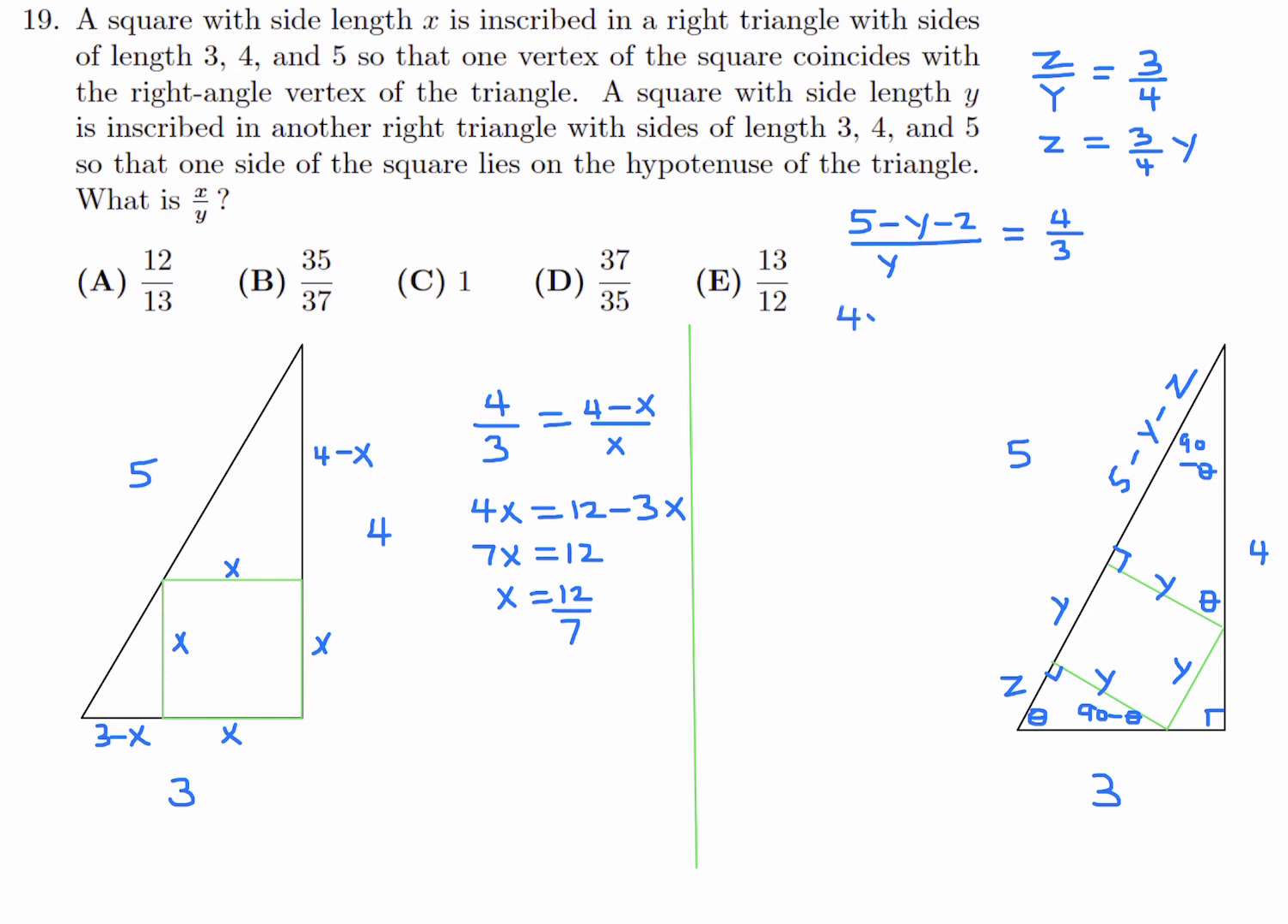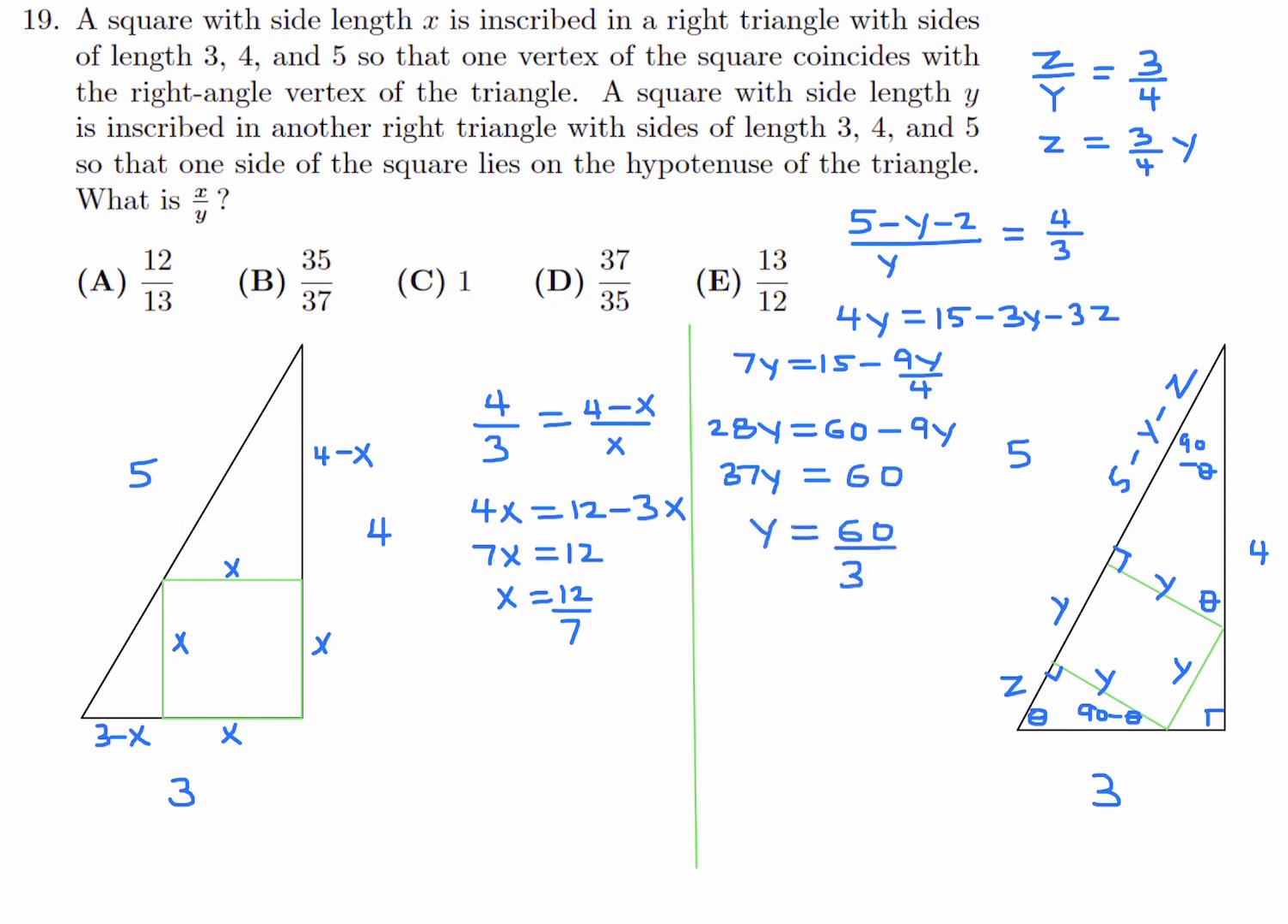So let's cross multiply first. 4y is equal to 15 minus 3y minus 3z. So that means 7y is equal to 15 minus 9y over 4, like that. So if I multiply through by 4, I'll get 28y is equal to 60 minus 9y. So that means this will be 37y is equal to 60, and therefore y is equal to 60 over 37.